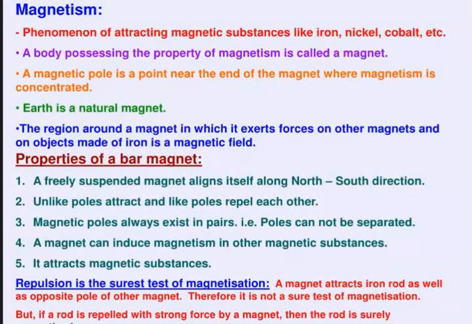A magnet attracts an iron rod as well as the opposite pole of another magnet. Therefore, attraction is not the surest test of magnetization. But if a rod is repelled with a strong force by a magnet, then the rod is surely magnetized. So the conclusion is that repulsion is the surest test of magnetization.